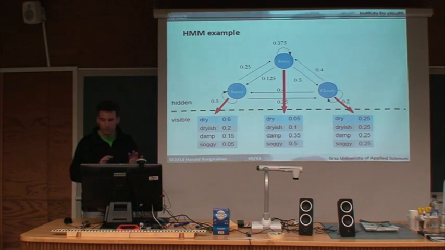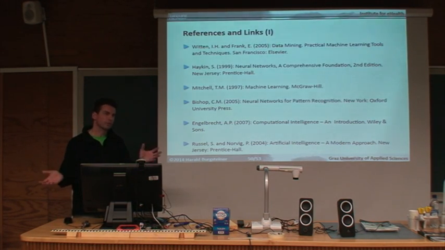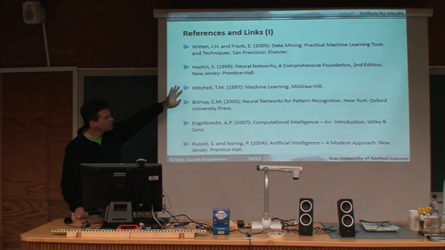So with that, I would like to come nearly to an end. At the end of the presentation, I've collected some books, some references for those of you who might be interested in reading more details, getting to know all the mathematical stuff behind it. There are some really good books about neural networks that can be used in lectures as well, like Haykin, Witten and Frank for data mining, Mitchell's book about machine learning, and so on and so on.